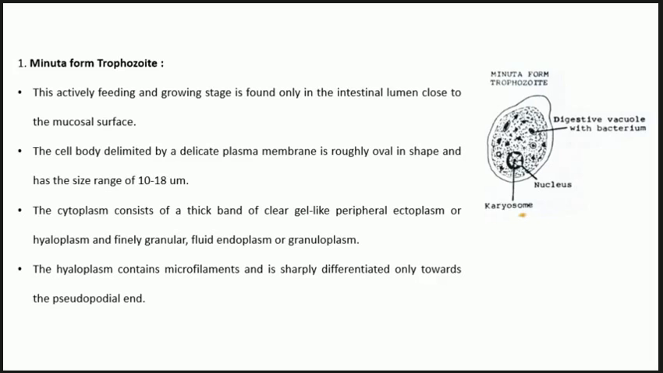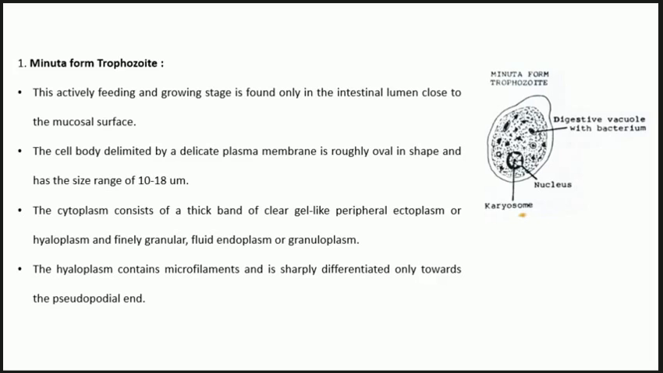roughly oval in shape, and has a size of 10 to 18 micrometer. The cytoplasm consists of a thick band of clear gel-like peripheral ectoplasm, and finely granular endoplasm is there. Then the ectoplasm contains microfilaments. Microfilaments are part of the cytoskeleton, sorry, not exoskeleton, and are sharply differentiated only toward the pseudopodial region. So this movement of pseudopodia is because of the presence of microfilaments.